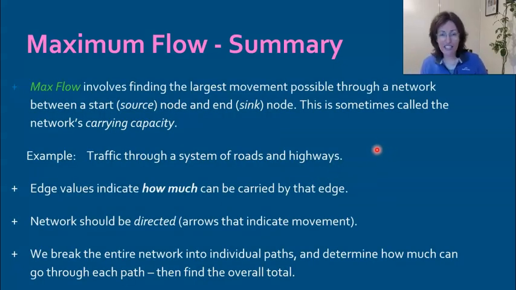So for maximum flow, it involves finding the largest movement possible through a network. So how much traffic could you get through on certain roads from the start, the source, to the end, or the sink node. And this is called its carrying capacity. So how much can it carry at its maximum? Traffic, as I said, is the one to use there. The edge value indicates how much can be carried along that edge. The network will be directed, so it's going to have arrows. And we can break the entire network into individual paths to determine how much goes through each path, and then we'll work out an overall total.